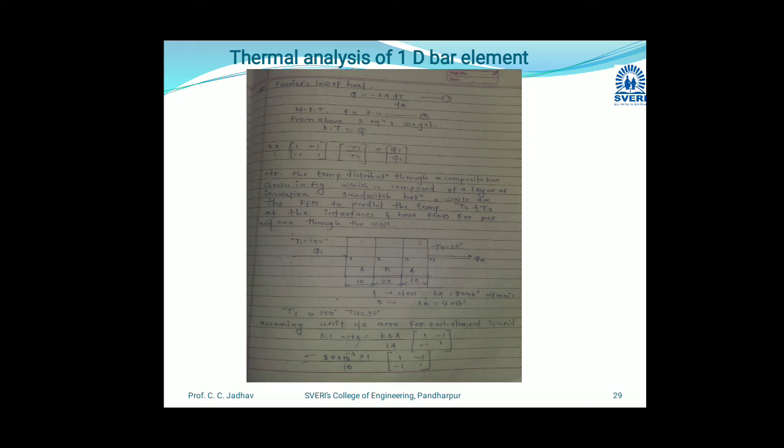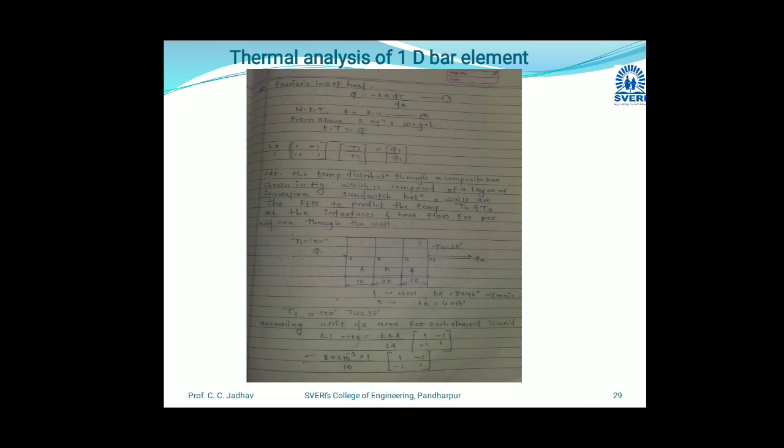K into A by L into the matrix 1 minus 1, minus 1 1, that is the stiffness, the first K matrix. Then the second is the temperature matrix, T1 T2, and it is equal to the heat transfer rate, that is the Q matrix, Q1 Q2. So we will see the first simple example.